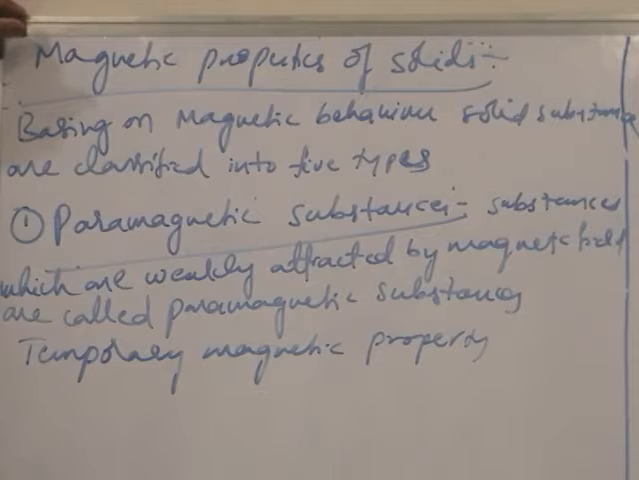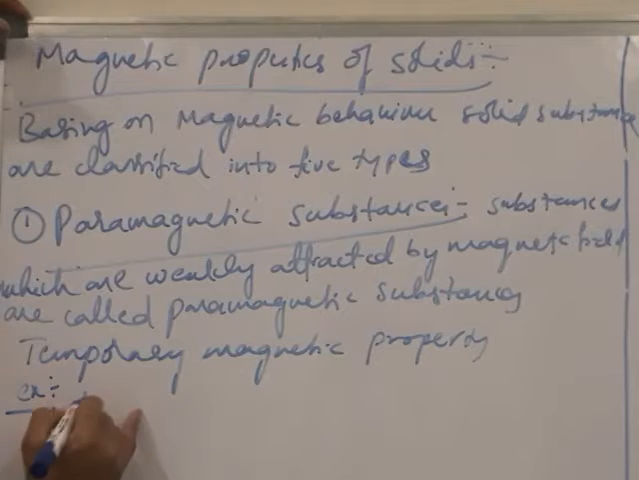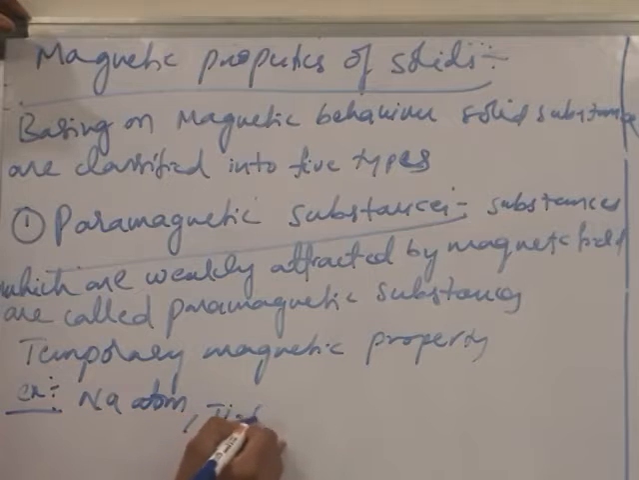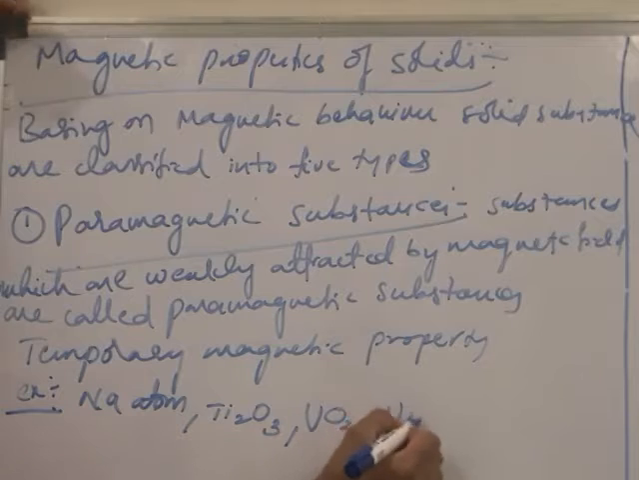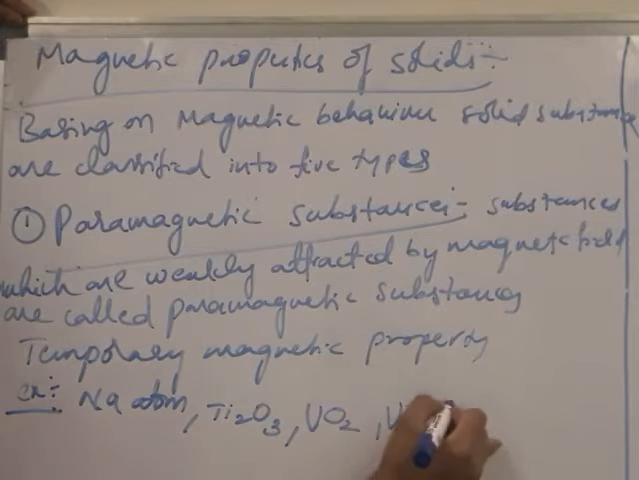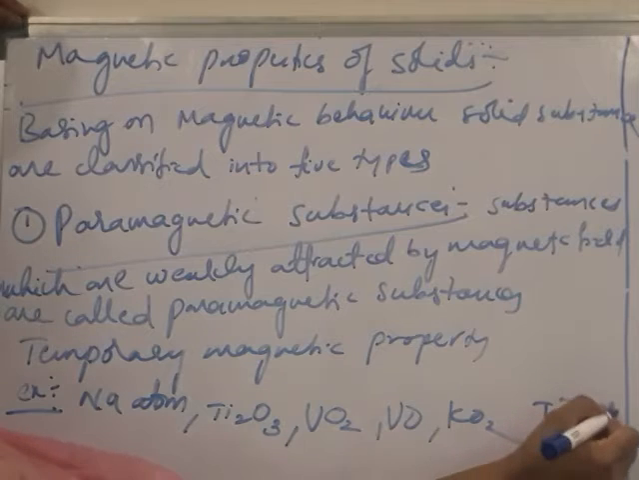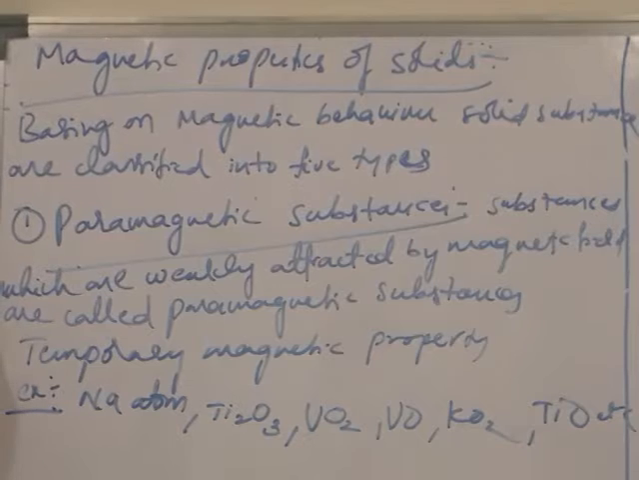Okay, then coming to some examples. Sodium atom, titanium oxide, vanadium oxides VO2, VO, and potassium superoxide KO2. Okay, and titanium oxide TiO, Ti2O3, etc. So all these are paramagnetic substances which are weakly attracted by magnetic field, and which is a temporary magnetic property.